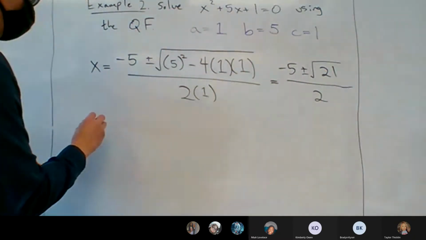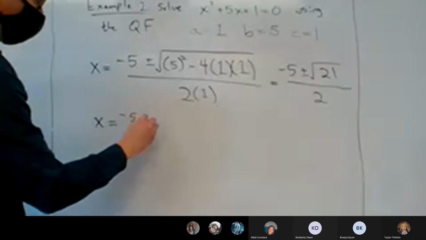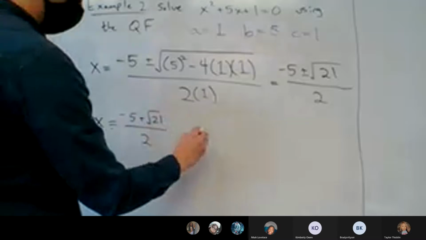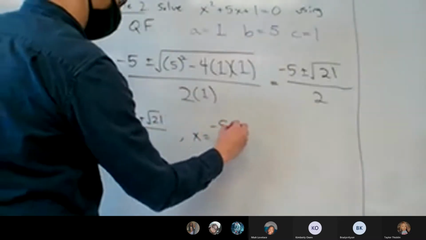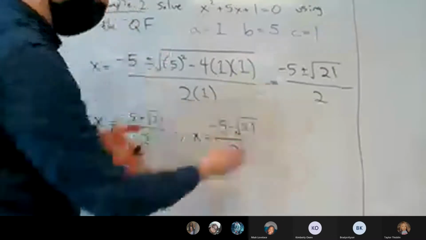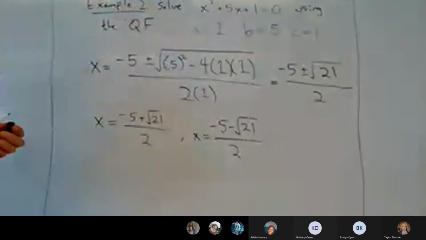If you really wanted to, you could split them like x equals negative 5 plus square root of 21 all over 2, and x equals negative 5 minus square root of 21 all over 2. It's really the same thing though, right? This is just more compact, a different way of writing it. But these are the solutions.